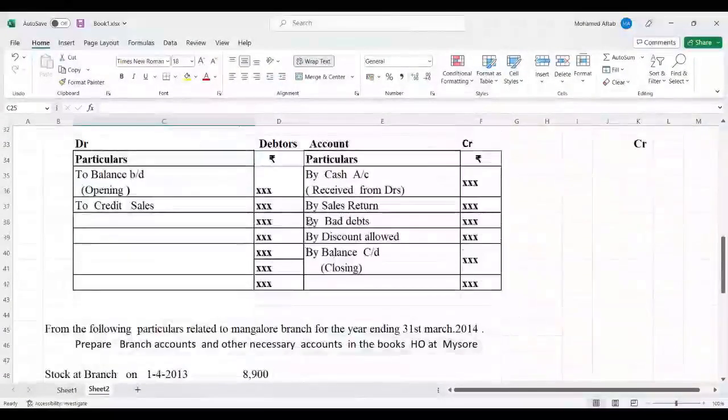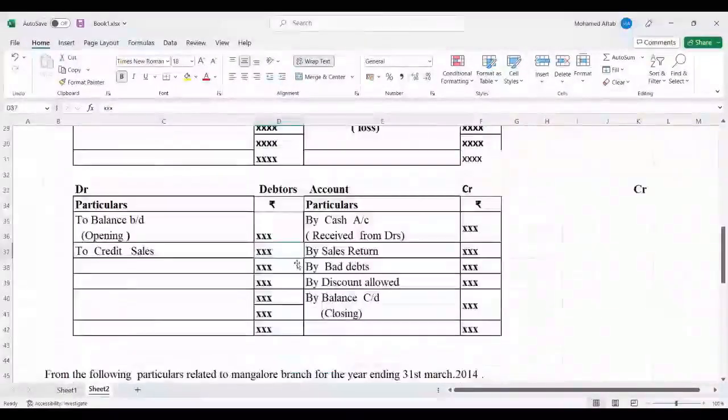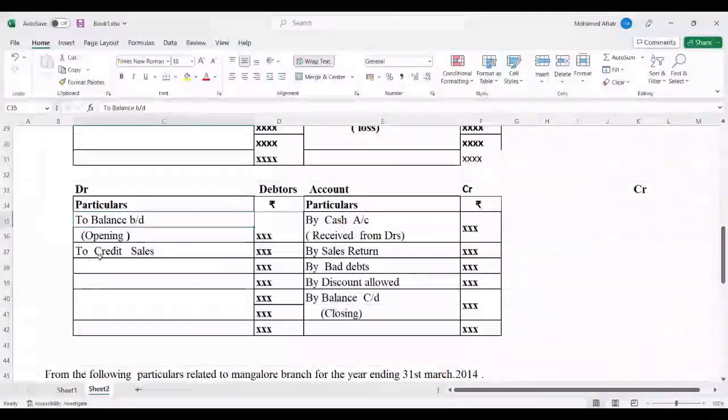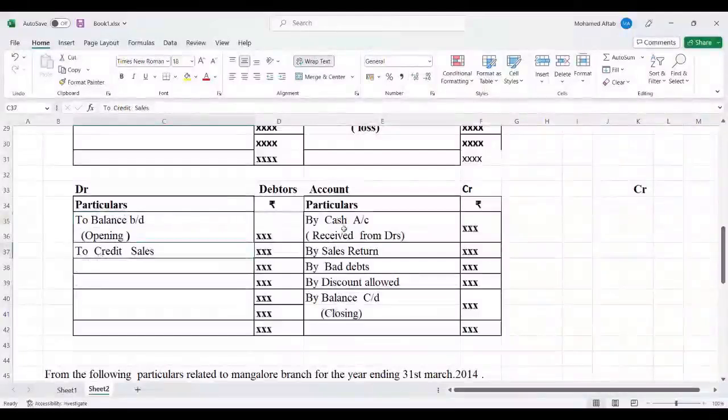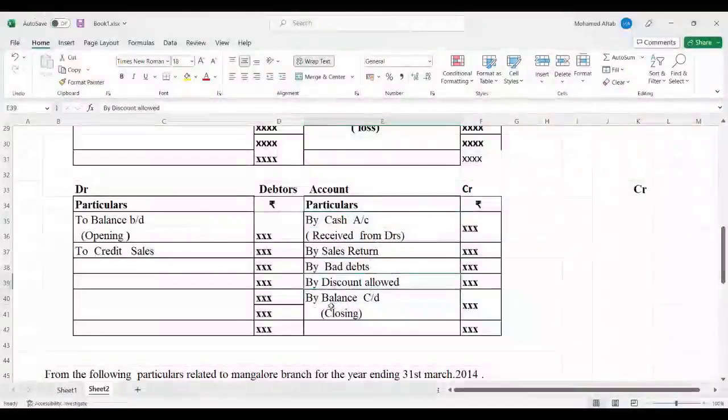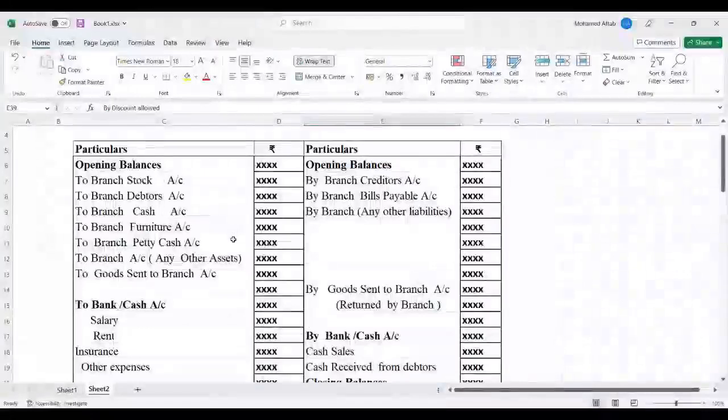And debtors account is especially very important. Always closing debtors will be missing maximum time. So this format you have to follow. Opening debtors will be debit side, and debit side will be credit sales, and credit side, that is cash received from debtors, sales return, bad debts, discount allowed. If you minus all these 4 items from the debit, you will get closing debtors as a balancing figure. So these are the formats you should follow.